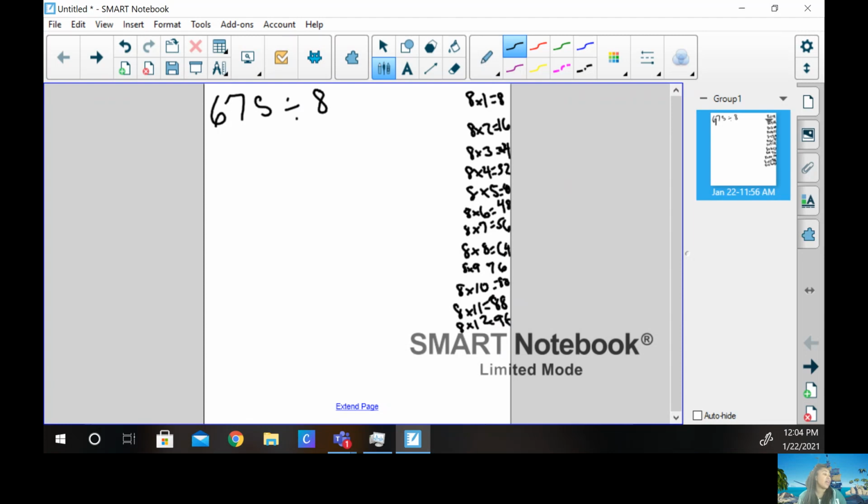Okay, and so now that I have all my multiples of 8, the first strategy we're going to do is area model. And so this is where I draw my square or my rectangle. And I put my 8 on the left and I put my 675 inside the box.